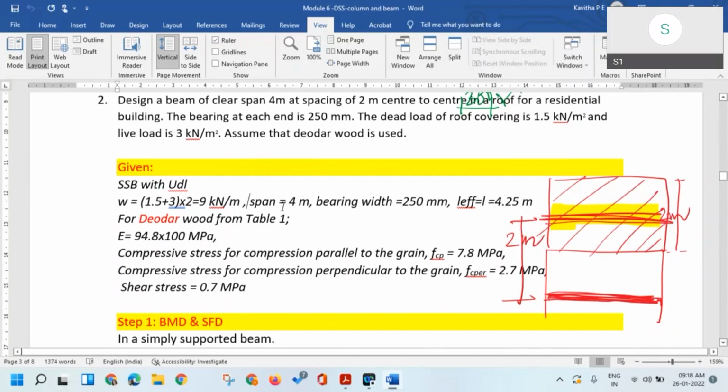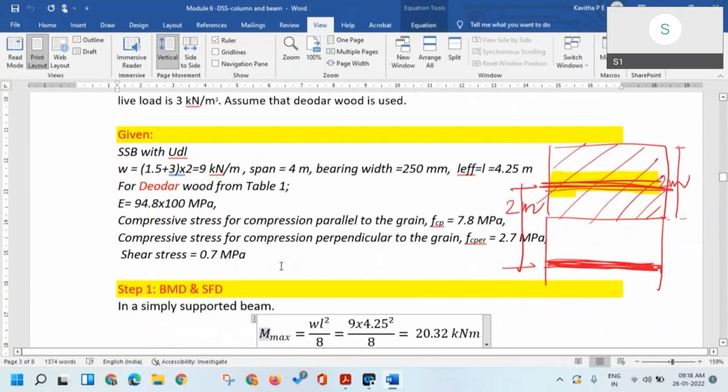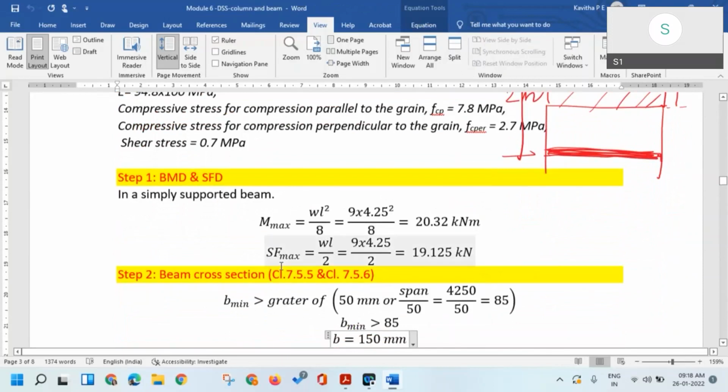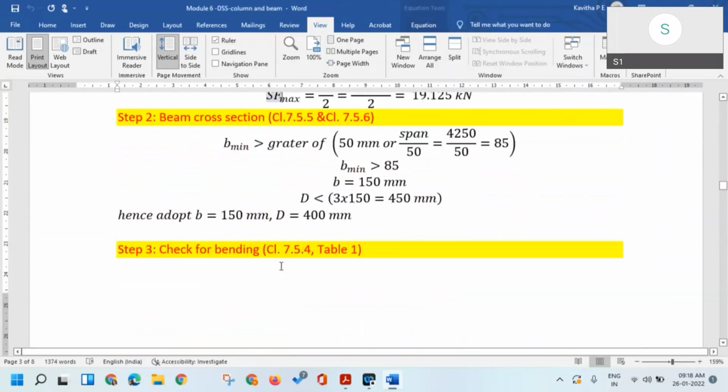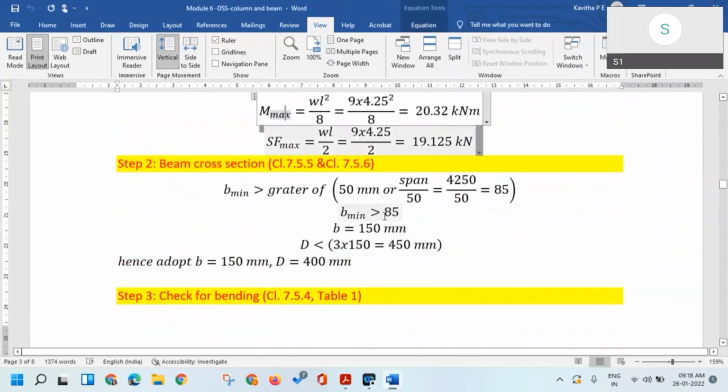Okay, then span is given to be 4 meter, bearing width is given as 250, and thus the L effective value is 4.25. The wood type is the same as the previous case, that is deodar. All the properties can be obtained from table 1. The procedure remaining is very similar. Bending moment and shear force are calculated with the values of W and L 4.25. Then assuming the dimensions, here B minimum is obtained as 85. Assumed 150, so we had to redesign.